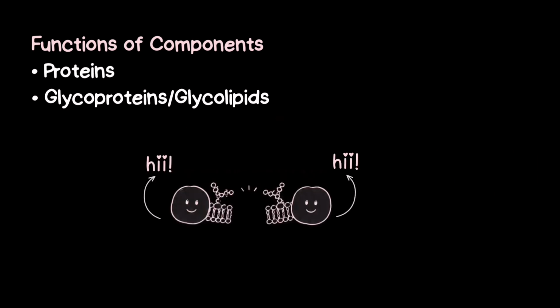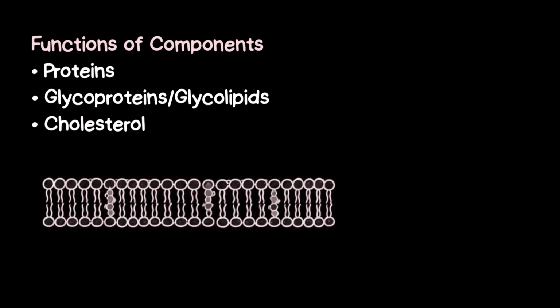Meanwhile, glycoproteins and glycolipids help cells identify and communicate with each other. On the other hand, cholesterol helps the membrane stay flexible and stable. So overall, every part of the membrane has an important job. Now, let's move on to the fluid mosaic model. The fluid mosaic model explains the structure and composition of the cell membrane.